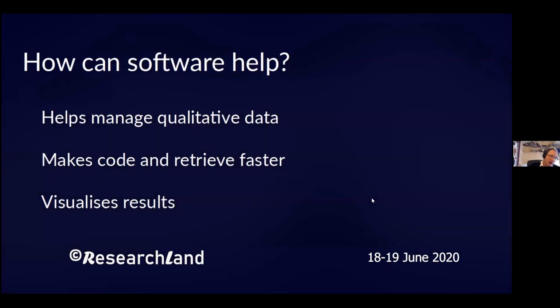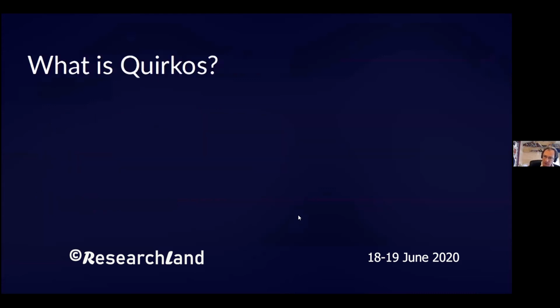So the software can help with this process. It can help you manage that data. So it can keep all the data together. It can keep your topics and themes together. It makes that code and retrieve faster, and it helps you to visualize those results when you've been through and done all of that. And one of the options for the qualitative software is Quirkos. So this is one qualitative software tool that we designed to help with analyzing qualitative text data. And that's what we're going to demonstrate in a minute.